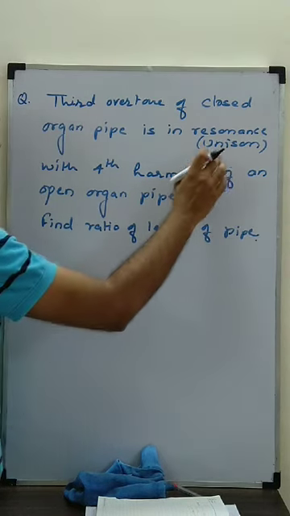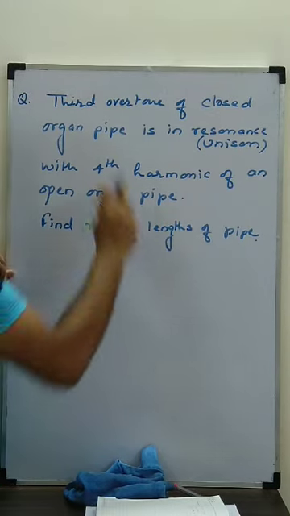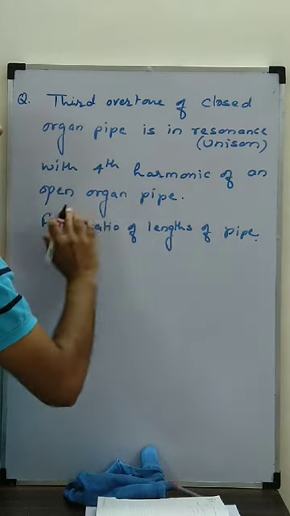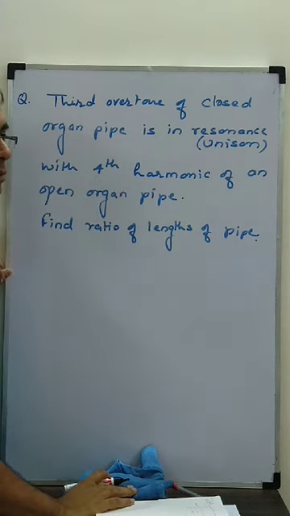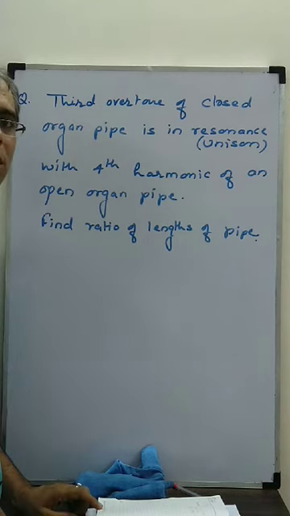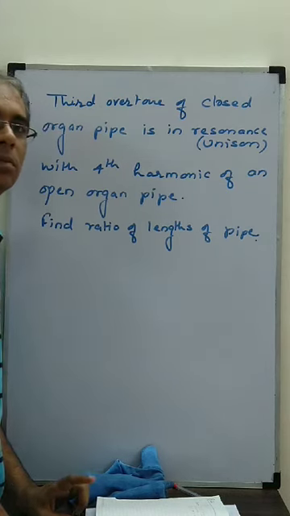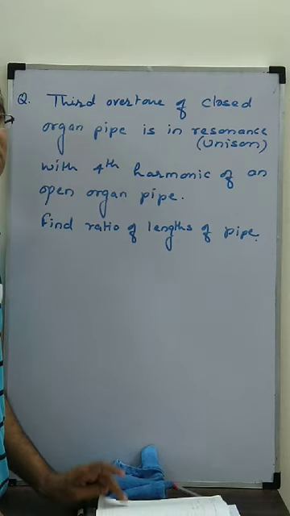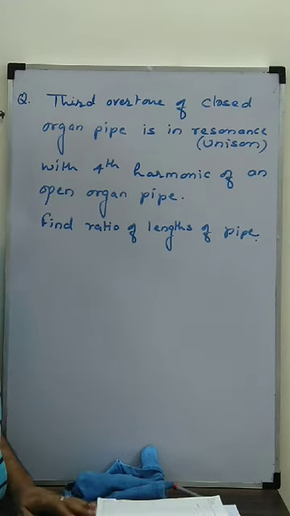Okay, so resonance basically means what? Both have the same frequency. The third overtone frequency of a closed organ pipe is equal to the fourth harmonic frequency of an open organ pipe. Now what is the fundamental tone in a closed organ pipe? V by 4L. First overtone 3V by 4L, second overtone 5V by 4L, and third overtone is 7V by 4L.